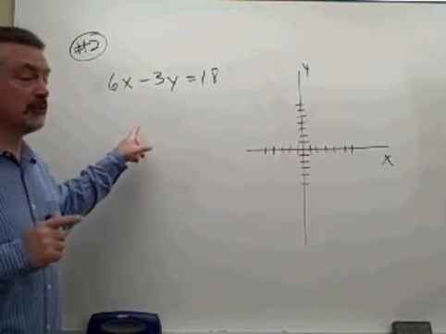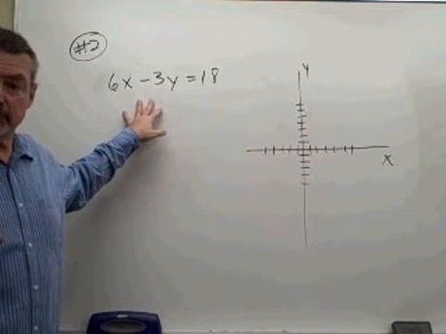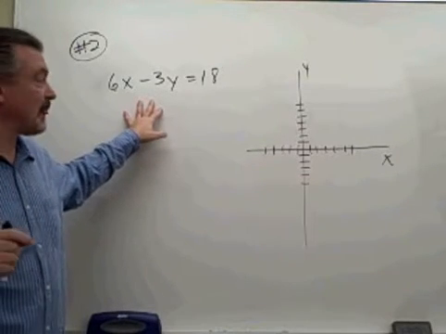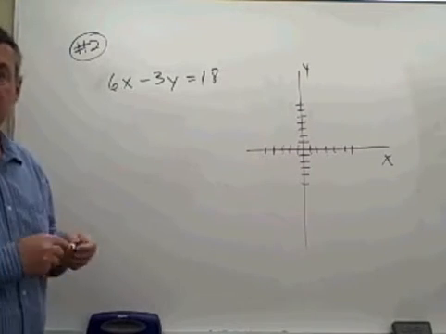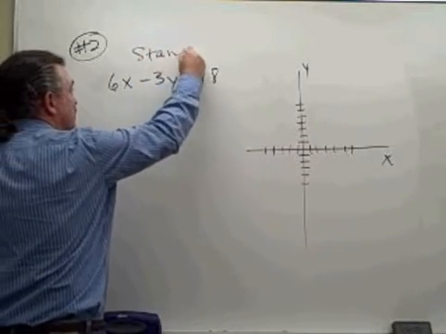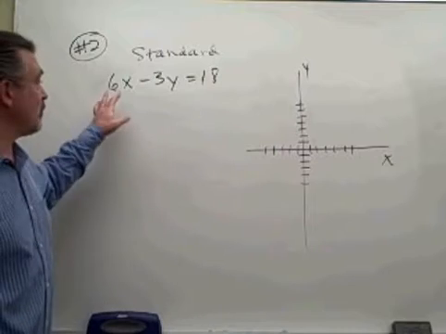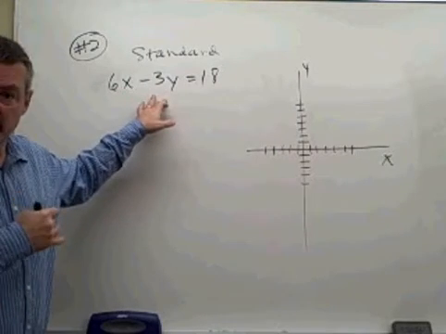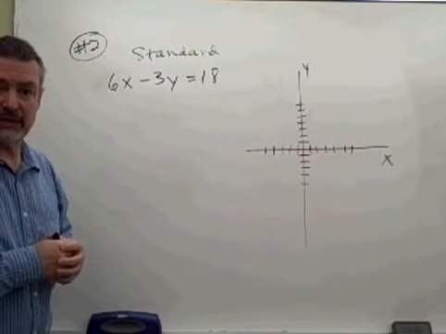Here in problem 2, we are to graph the solution set of this linear equation in two variables. This particular linear equation in two variables has been written in the standard form. And remember, in standard form, the x and the y terms are written on one side of the equation, and the constant is written on the other side.